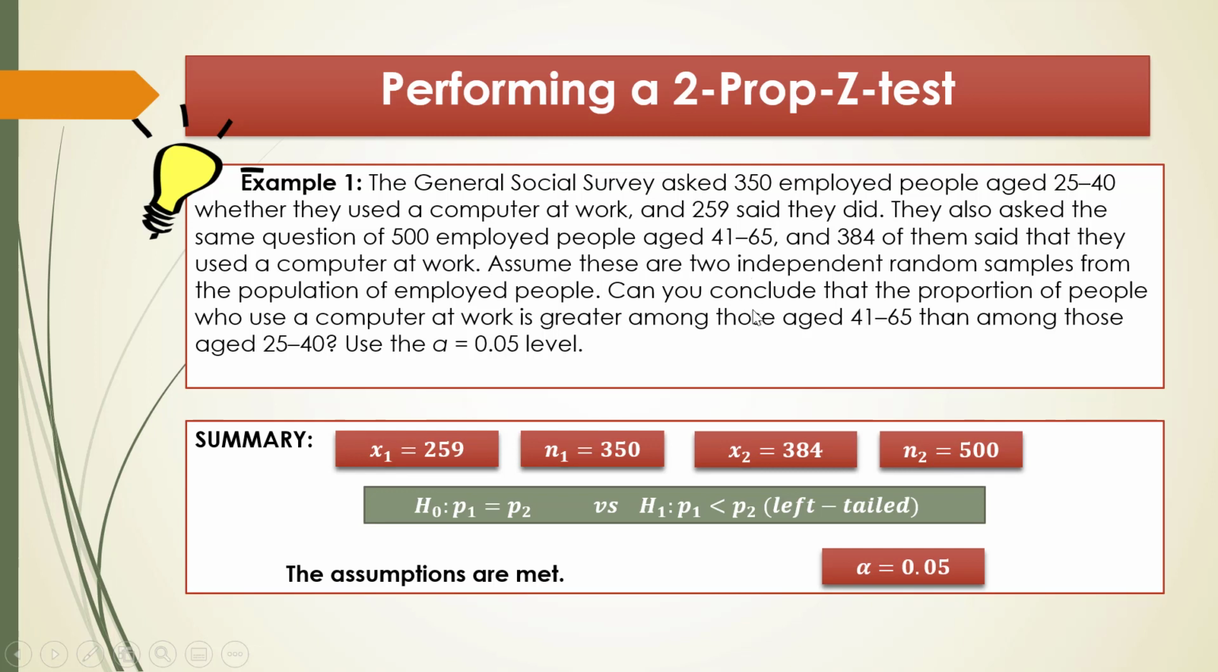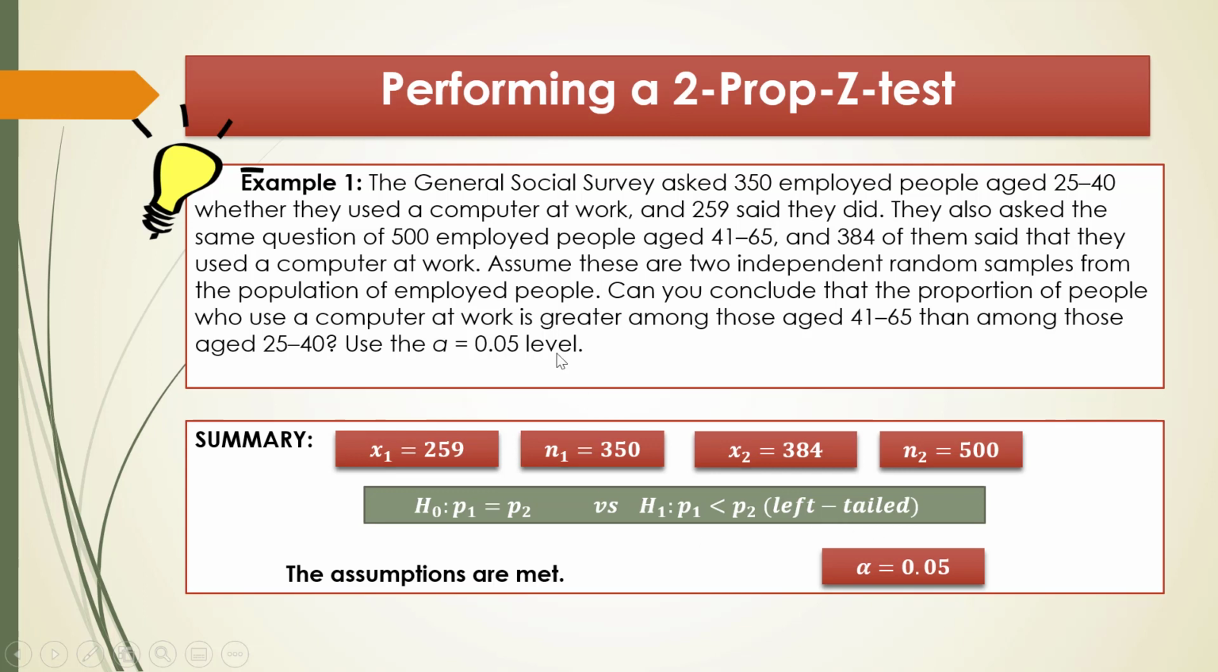Here we want to see whether we can conclude that the proportion of people who use a computer at work is greater among those aged 41 to 65, that means the second sample, compared to the first sample. If the second sample has a greater proportion than the first, that means the first has a lower proportion compared to the second. So the alternative hypothesis here is p1 is less than p2, not greater, because p1 is the proportion of the group of young people, and p2 is the proportion of the group of old people. So this is a left tail, not a right tail.